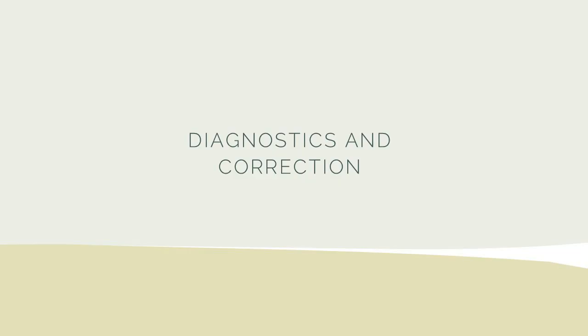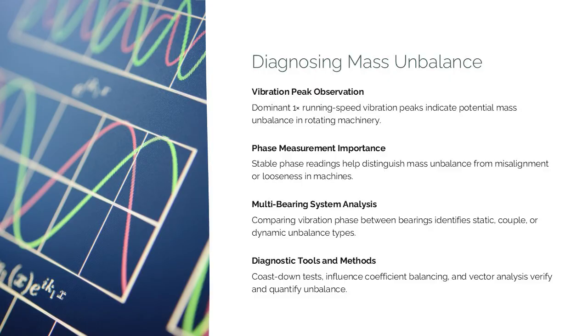Diagnosing mass unbalance, balancing approaches, balancing safety, and good practice. Mass unbalance diagnostics typically rely on observing a dominant 1x running speed vibration peak, stable phase readings, and consistent directional behavior across operating conditions. Engineers use tools such as coast-down tests, influence coefficient balancing, and vector analysis to verify unbalance.